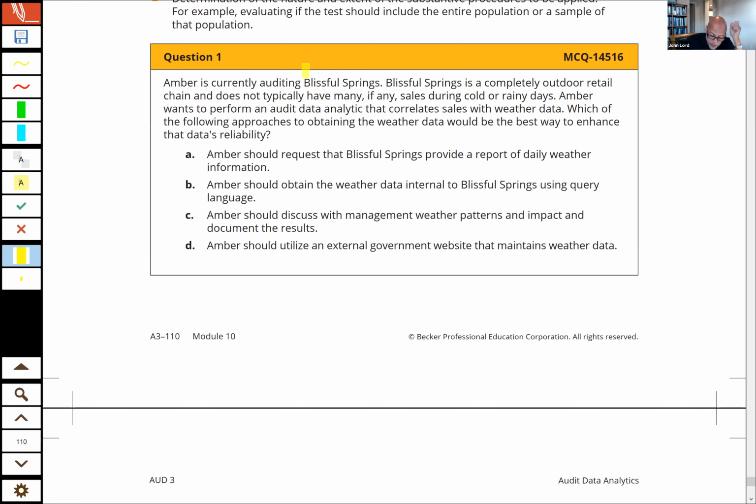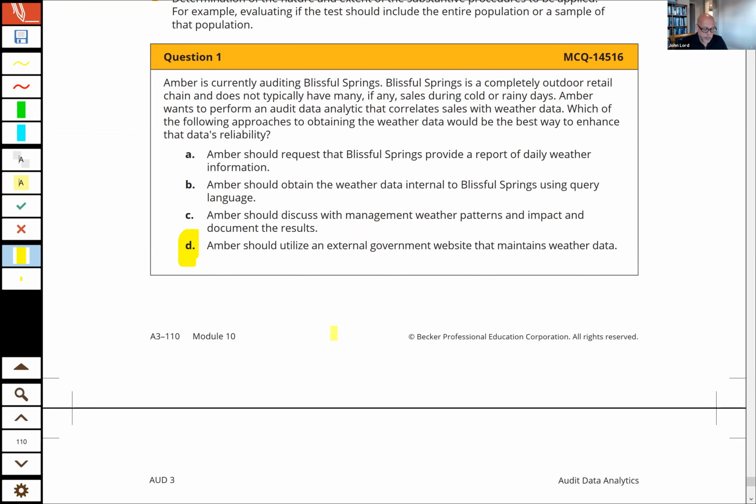Okay, guys, let's take a look at this one. Most of you got it right. When we talked about data reliability steps, we talked about the idea that external data would be better than internally generated data. D was the only one that was externally generated, this government weather site. It's not like the weather is a secret. I don't know that you have to go to the government, but you'd want to use something external as a better source. All the others were internal.